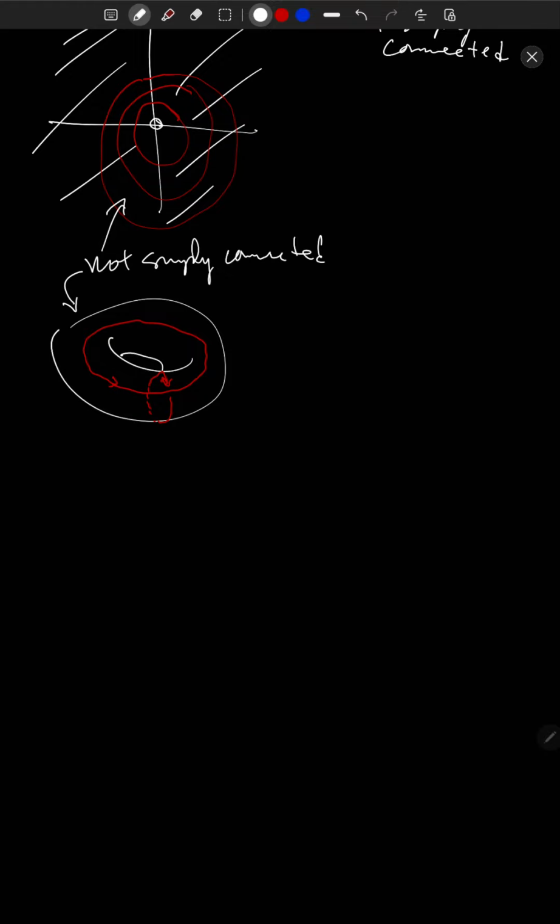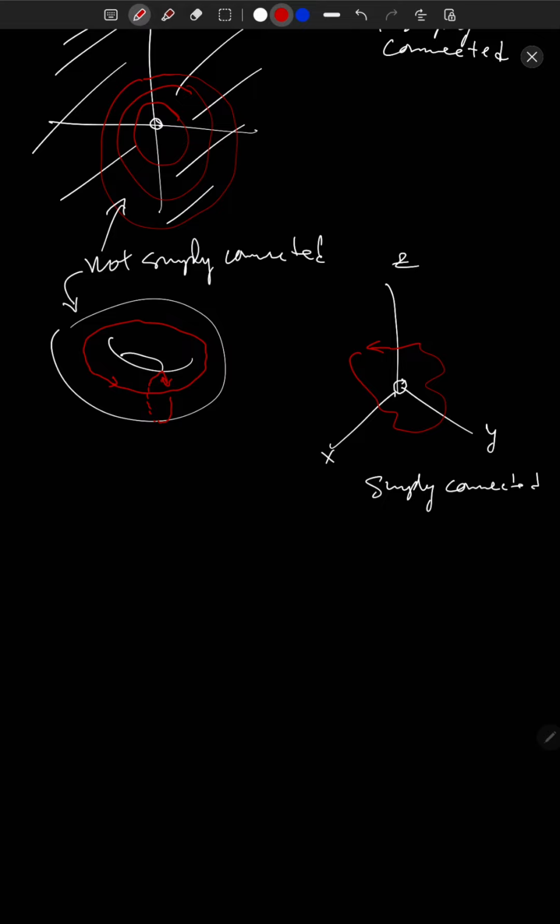Interestingly, if I take the space and I just remove one point right there, that is simply connected. Because now that hole is in a way not a barrier. If I have a loop, I can always move in the third dimension to avoid that hole. And so any loop can actually be deformed into a point.